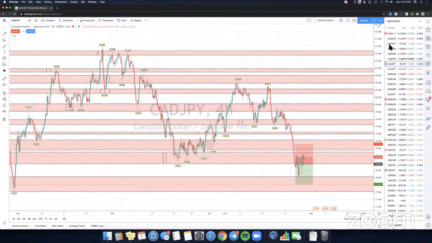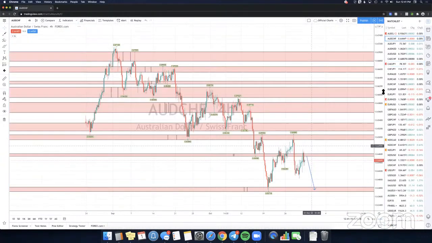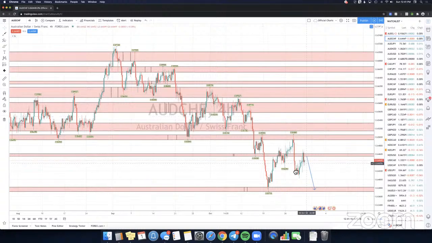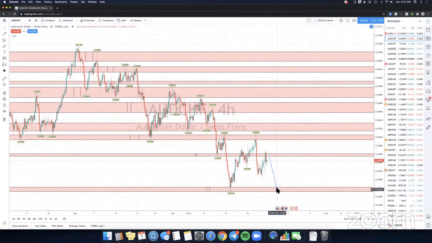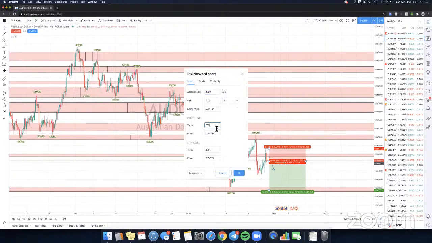Price could be going in your direction. Say you're trading AUD/CHF, price could be going down, and then out of nowhere, it'll just whipsaw. It'll spike up, spike down, spike up. And then if your stop loss is too tight, it could basically hit it. Say you're entering a short right here, and say your stop loss is a little too tight, about 30 pips or something like that, right?